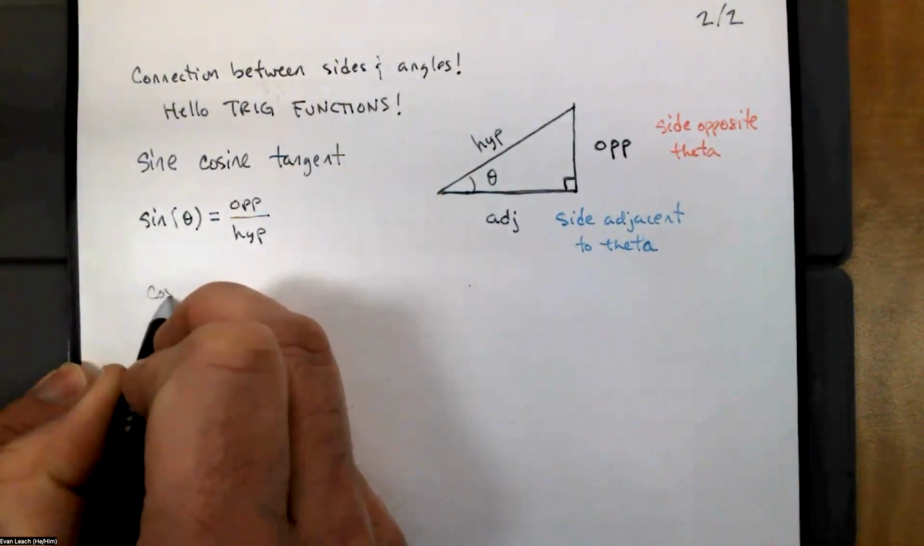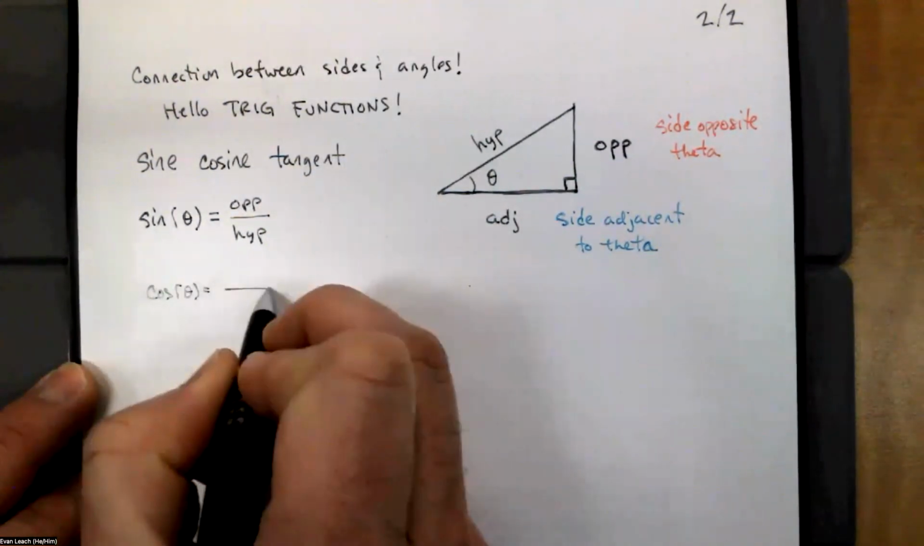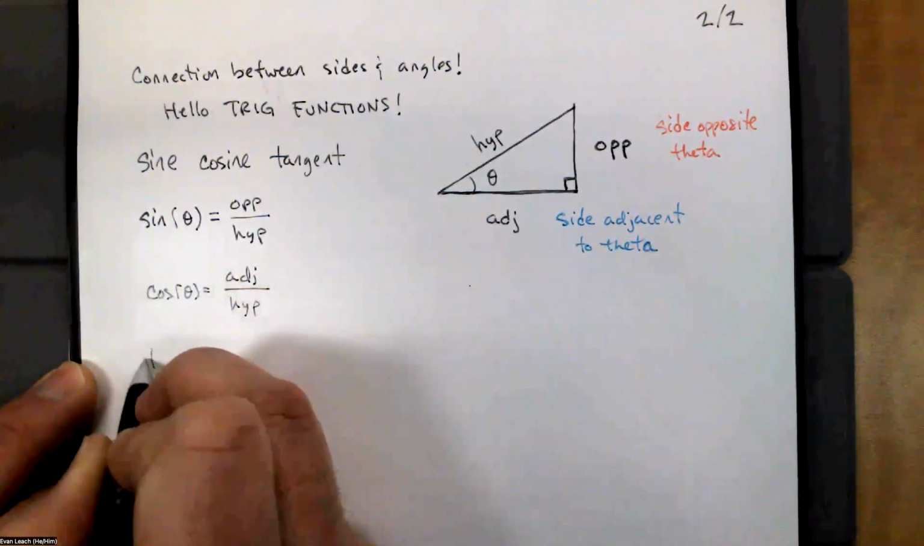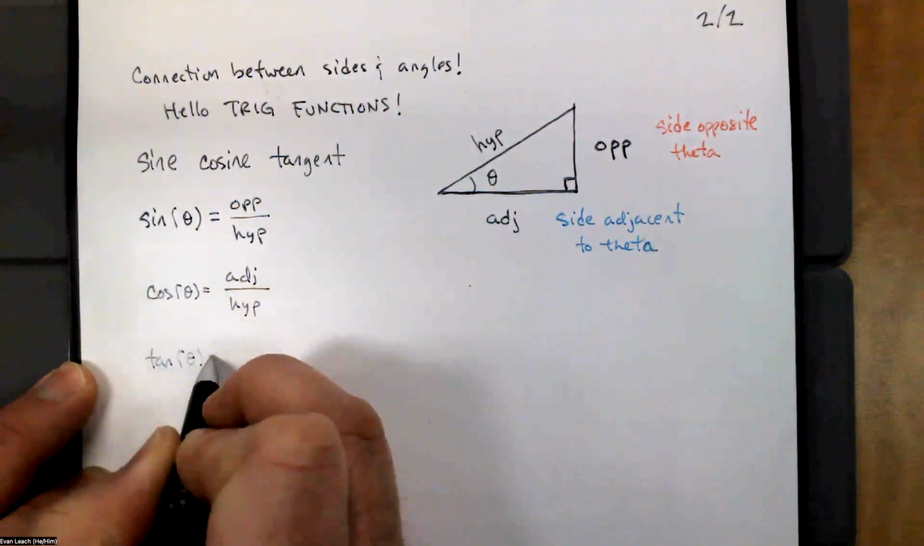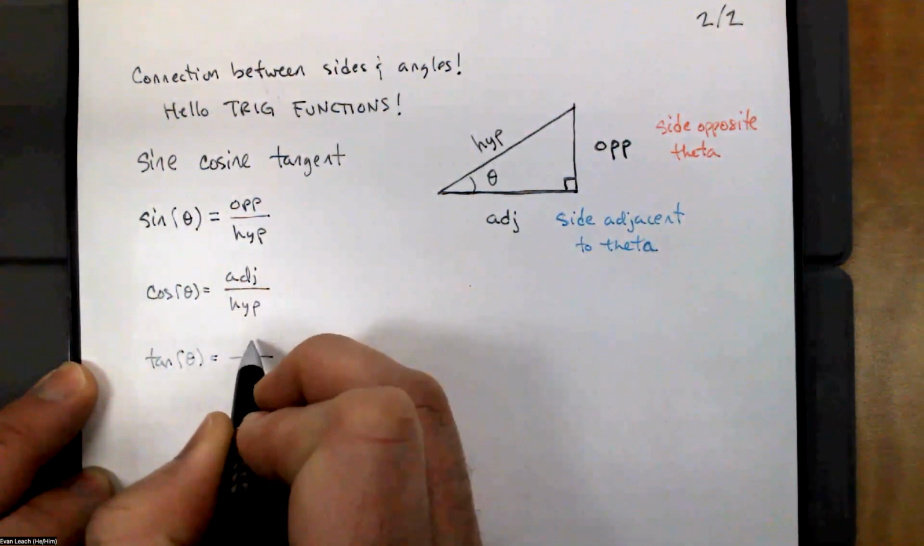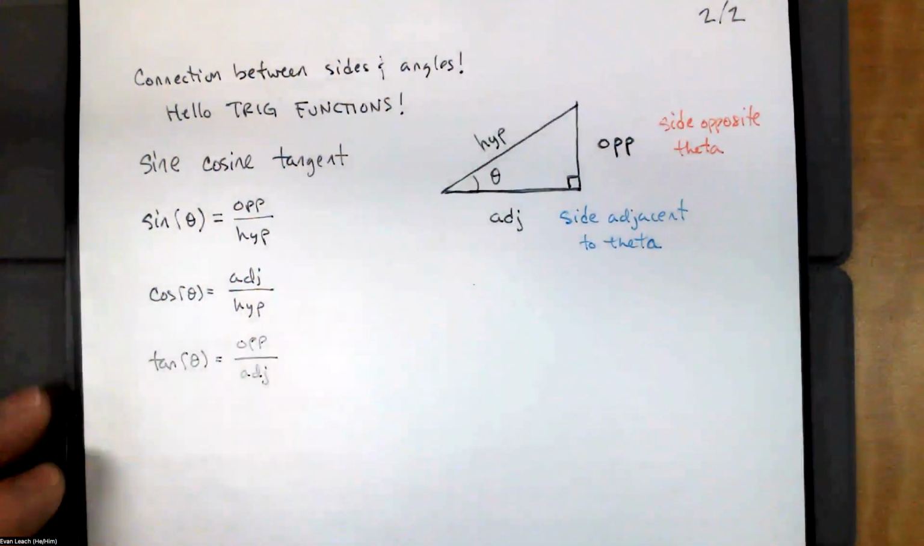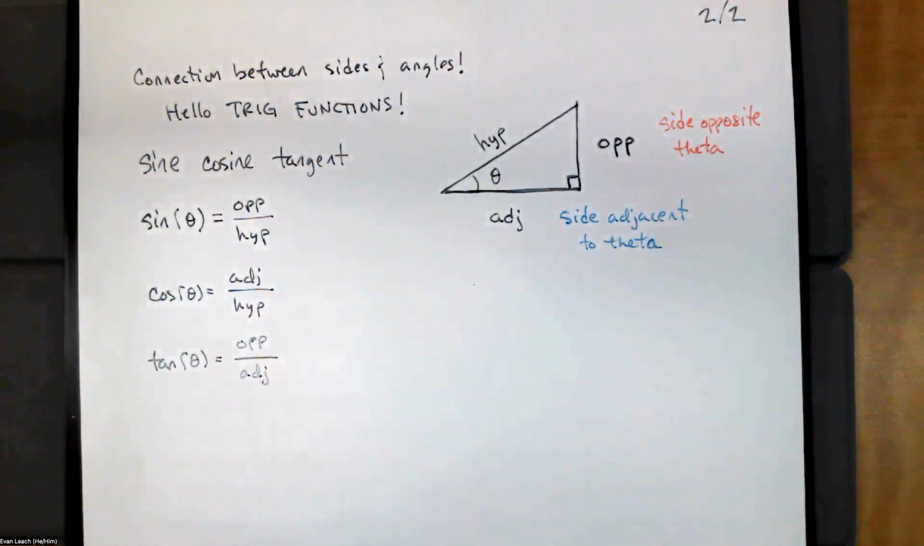Anyone know cosine? Adjacent over hypotenuse. And what is tangent? If you guys know all this stuff, I'm happy. Sine is opposite over hypotenuse, cosine is adjacent over hypotenuse, tangent is opposite over adjacent. There are more. There's actually more than 3 more. But ever since we started having calculators, we didn't need the other 11.